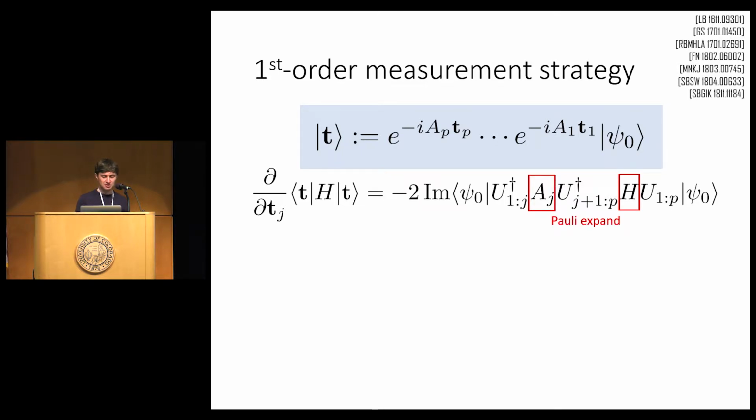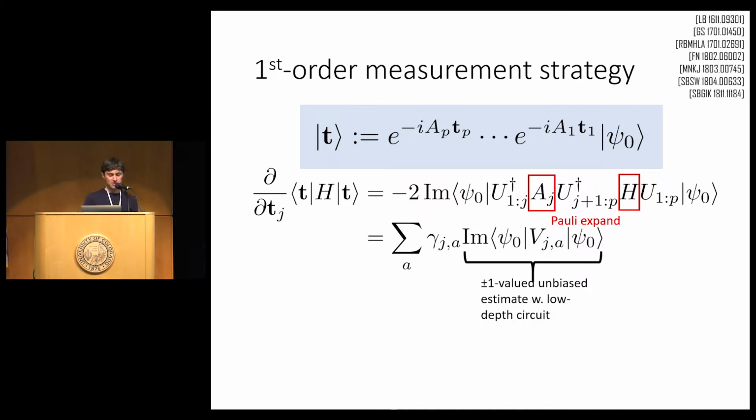So we can do that by just doing a Pauli expansion of these operators, and we end up with a linear combination of imaginary parts of these quantities where v_{j,a} is unitary, and then we can estimate these imaginary parts in low depth. I won't get into the circuit that does that, but if you're familiar with the circuit for the Hadamard test, it's just a simple modification of that. So then we can estimate these, combine according to the coefficients gamma, and this gives us an estimate of this partial derivative.